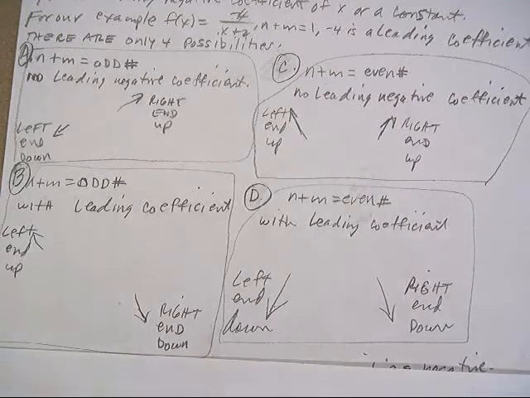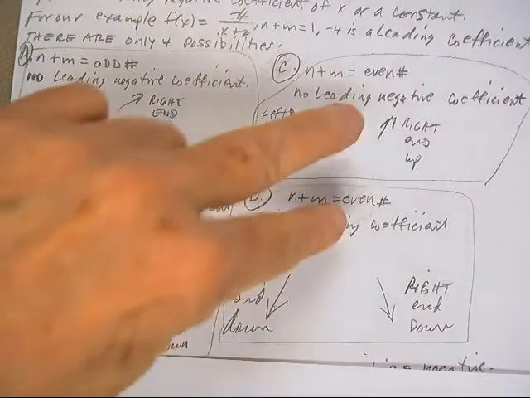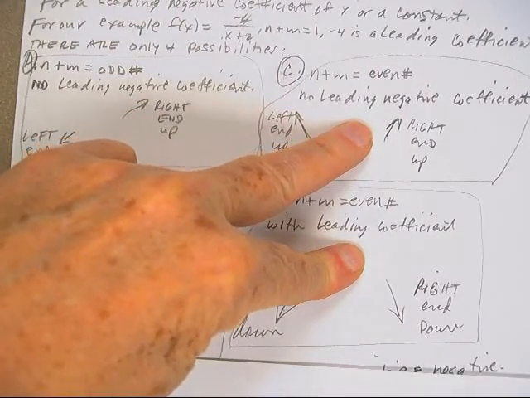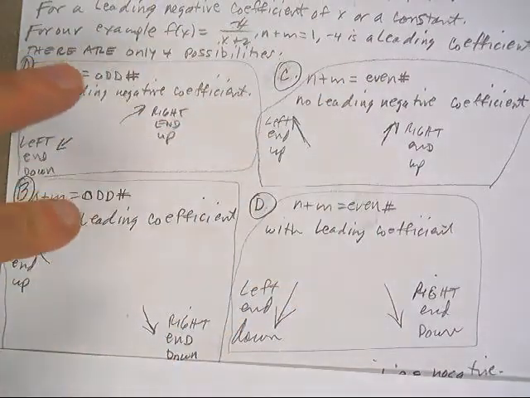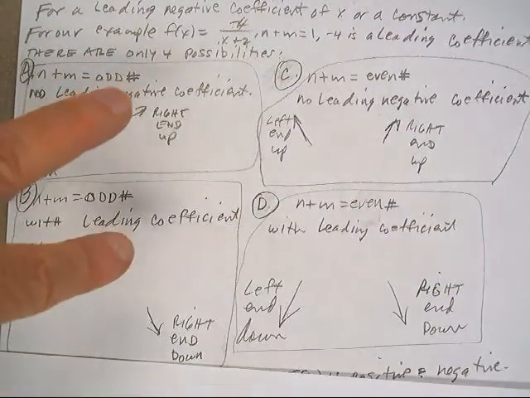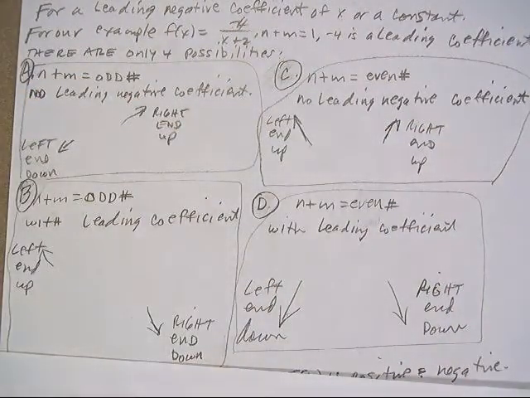You just add n and m, you either get even or odd. You get even, you're on this side. Look for leading negative numbers. If you get odd, look on this side. It's either even, n plus m is either even or it's odd.